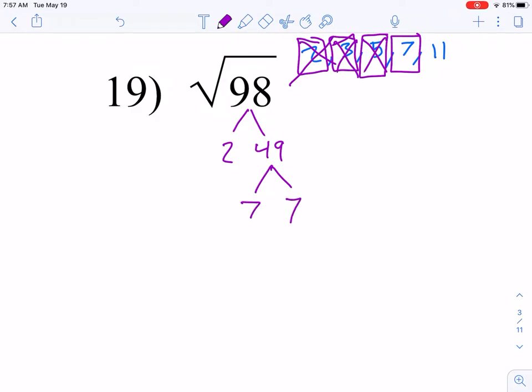7 and 7. 49 is one of our perfect squares. And then 7 does not break down further. 7 is a prime factor. That's why it's listed up here. So because of that, we don't have to worry about breaking those down into 1's and 7's because these are our prime factors.